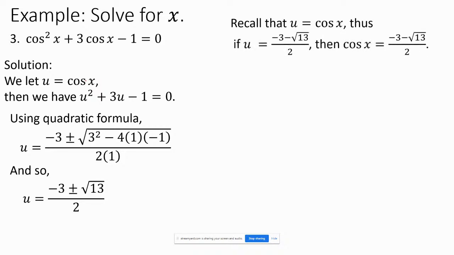Thus, if u is negative 3 minus square root of 13 over 2, then cosine of negative x is equal to negative 3 minus square root of 13 all over 2. Let us try to approximate this one. Let us try to approximate square root of 13. Square root of 9 is 3. Square root of 16 is 4. 13 is between 9 and 16. Meaning, square root of 13 is greater than 3. So, it's 3 point something. Tama? Negative 3 minus 3 point something will be negative 6 point something. Tama? When you divide that by 2, it's negative 3 point something.